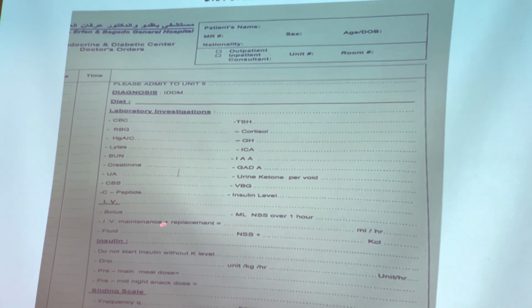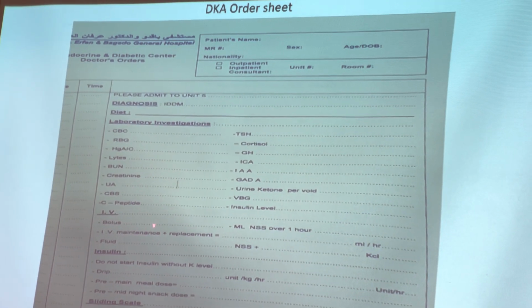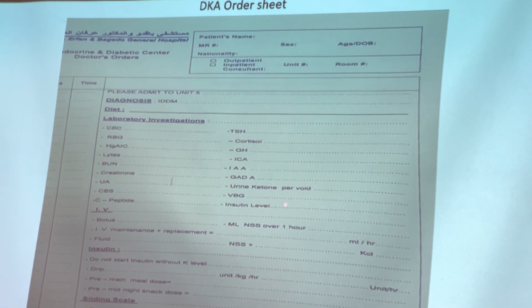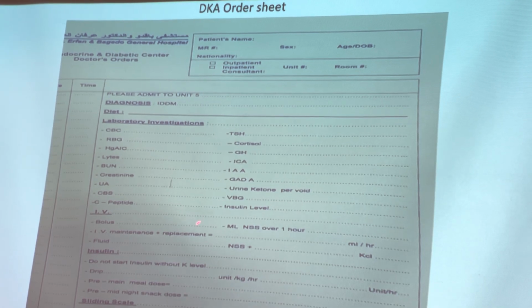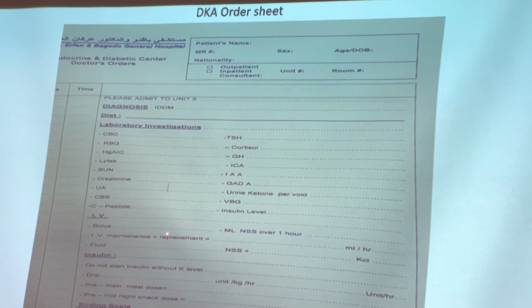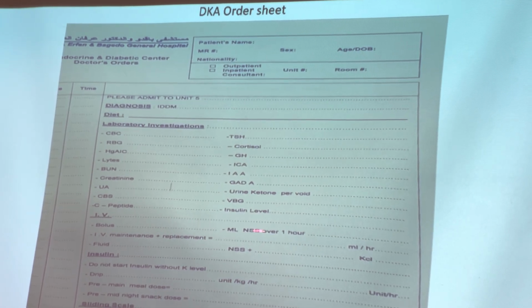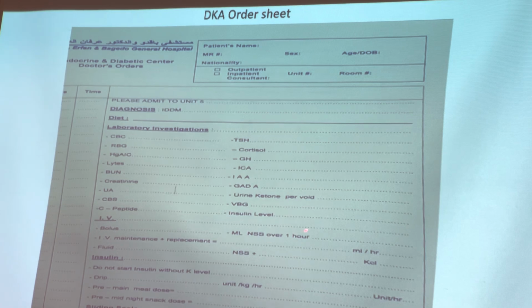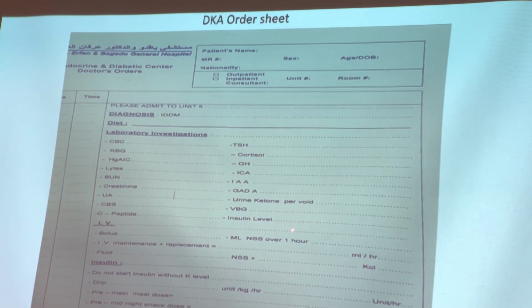Okay? And here, mostly we are starting a bolus for the patient, 10 ml per kg, this will be written by the doctor. He may receive it in ER if the patient came from ER. If he came from the outpatient, he will receive it in the unit. This will be over 1 hour. As Dr. Nasim said, we don't want to be rapid in giving the IV fluids.